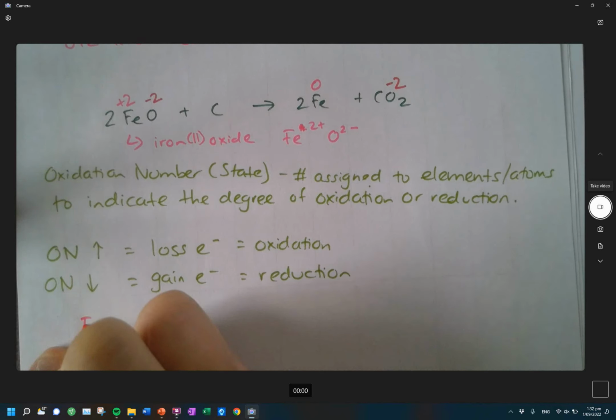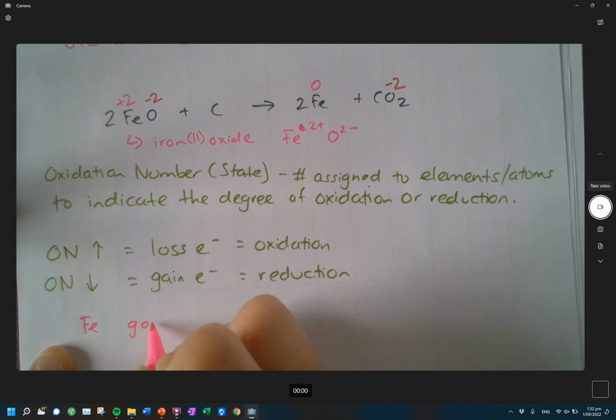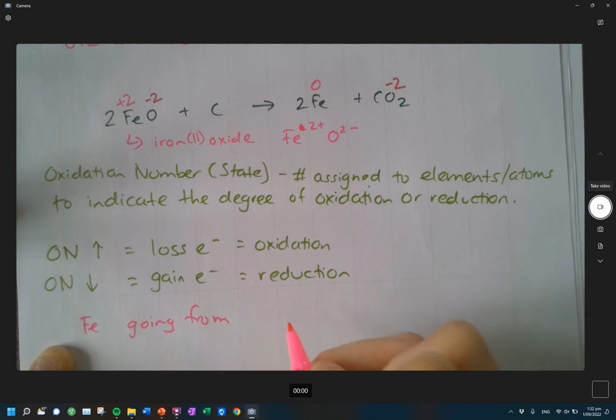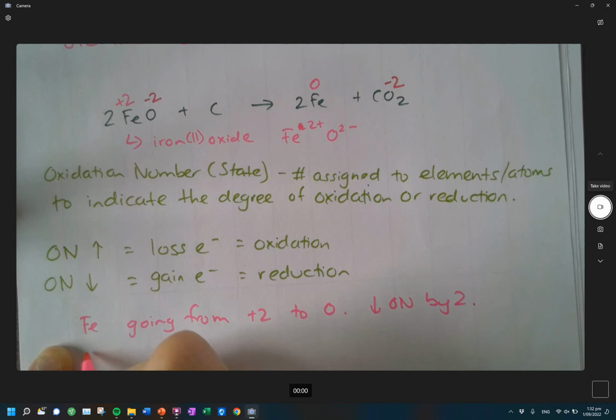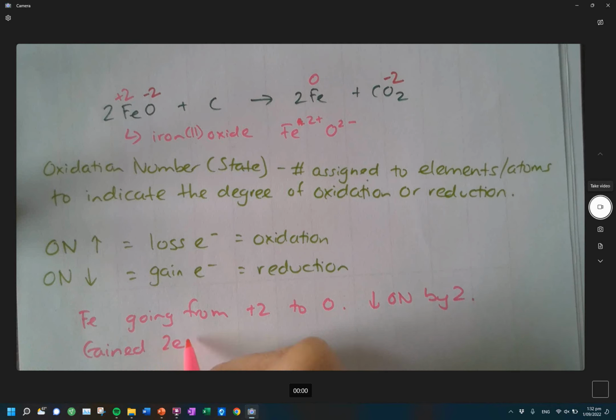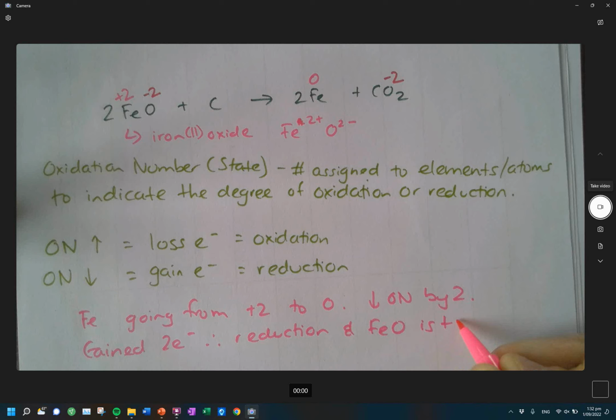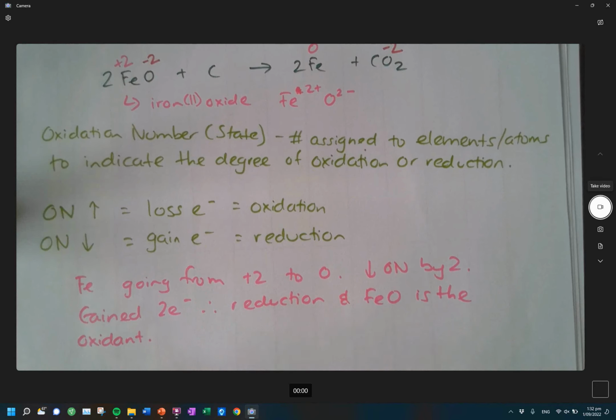So we have Fe going from +2 to 0. So that is a decrease in oxidation number by 2. It has gained how many electrons? 2. Therefore, reduction. And our iron oxide is the oxidant. So do you see how that helps us figure out information that we would have otherwise missed? Happy so far?